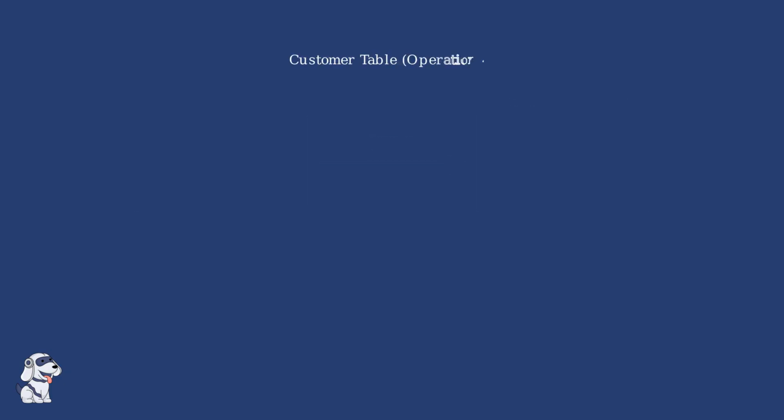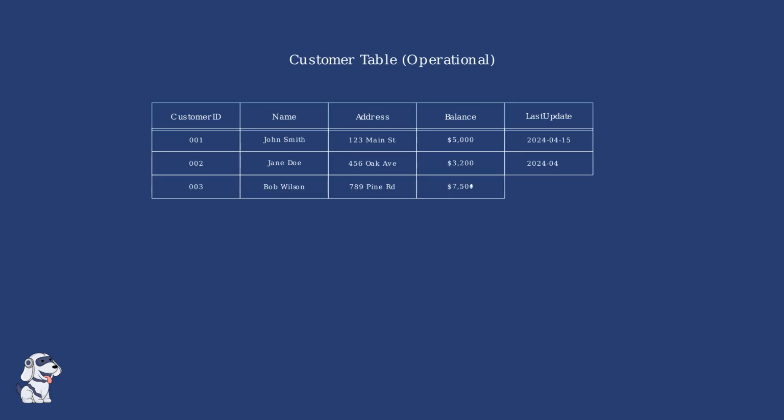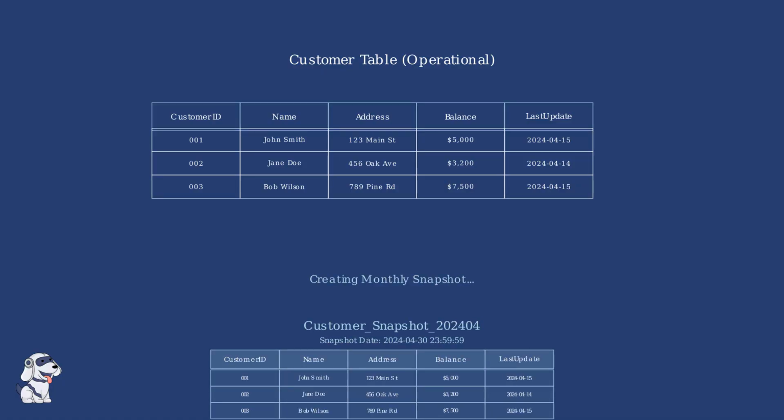Let's examine a practical implementation using customer data. Consider a customer table that tracks current customer information, including names, addresses, and account balances. This operational data changes frequently as customers update their information and conduct transactions. Now observe the snapshot creation process. At the end of each month, we create a complete copy of the customer table, preserving the exact state of all customer data at that specific point in time. This snapshot becomes a permanent historical record.